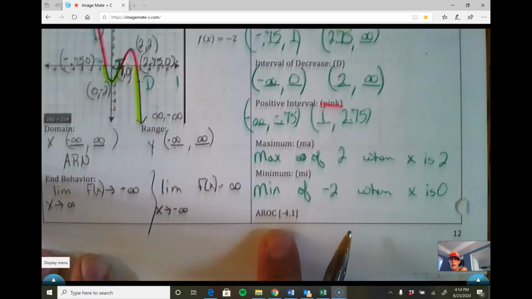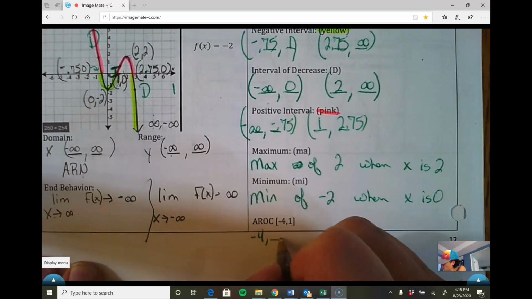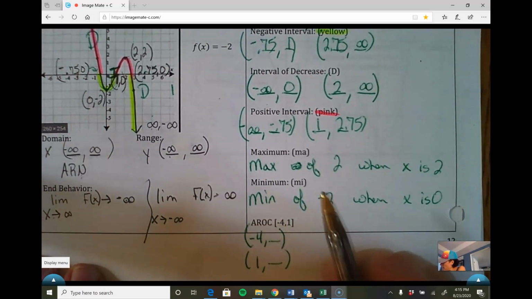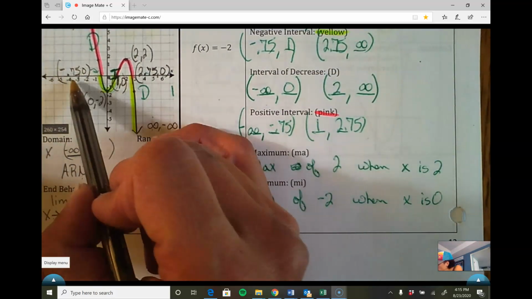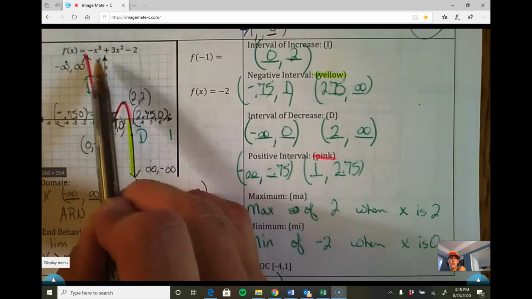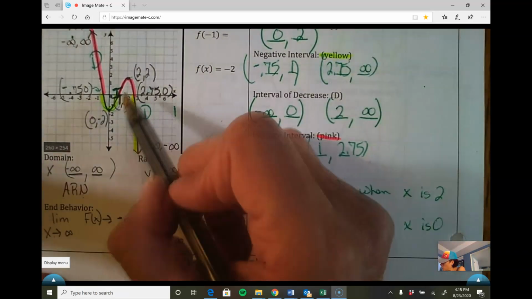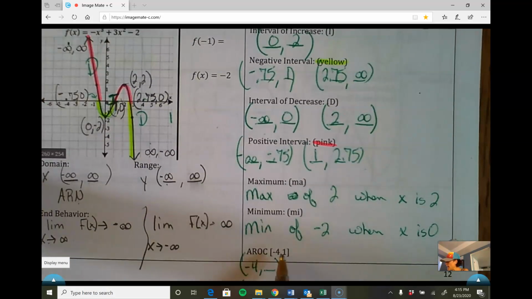And the last one, another average rate of change. Again, when x is -4, we'll need its y value. And when x is 1, we will need its y value. For -4, we can't see it on the graph, so we're going to show you a different way to do that. But when x is 1, right there, we do have 0. So what are we going to do when x is -4?